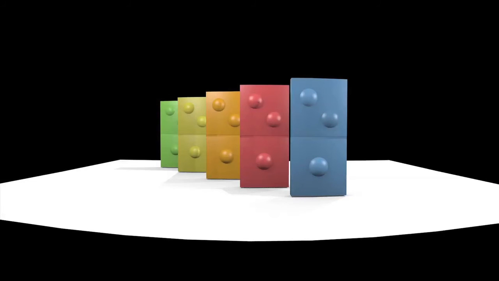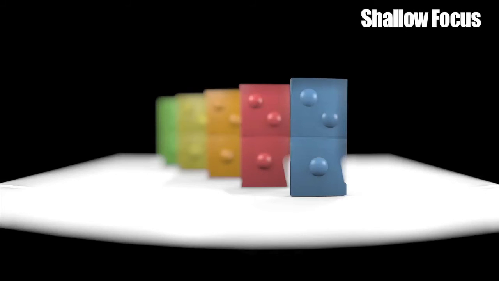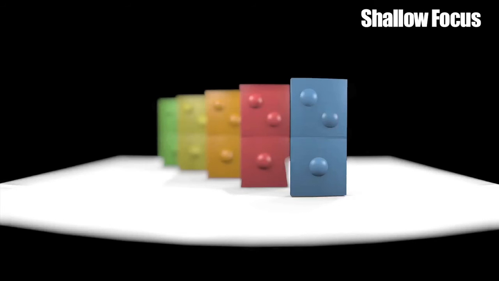There are three types of focus that are specified with depth of field. They are shallow focus, middle focus and deep focus. We'll now take a look at each in more detail. Shallow focus refers to when a single object in the foreground is in focus while everything else is not. It is used to emphasize one object from the rest. This is used in films to give focus to a close object while the rest of the scene in the background remains blurred.